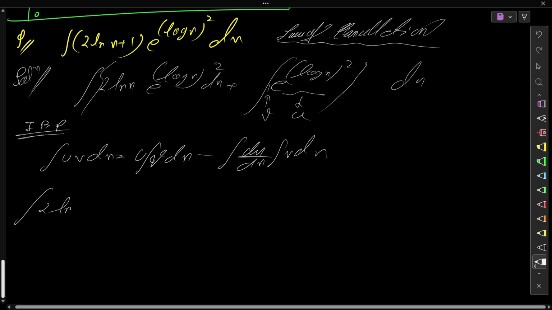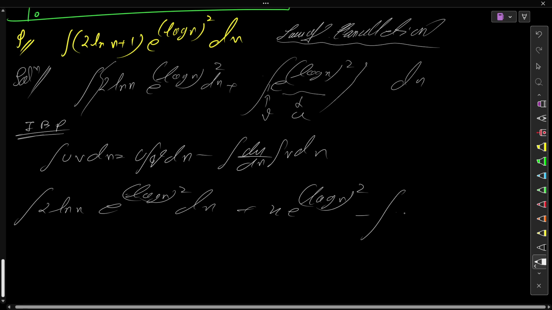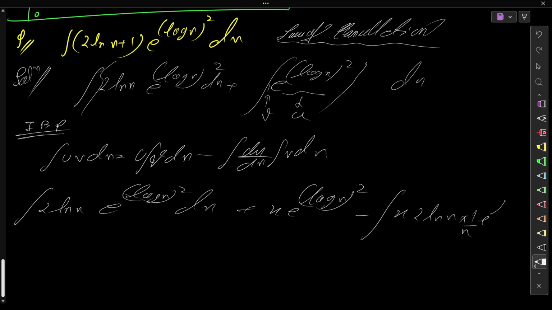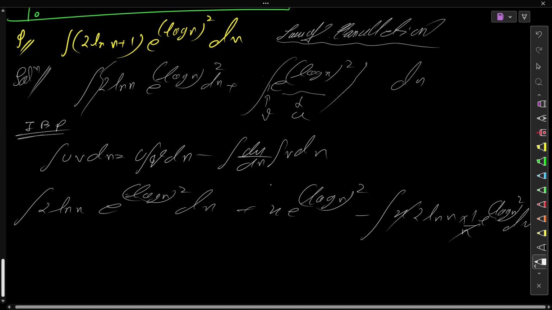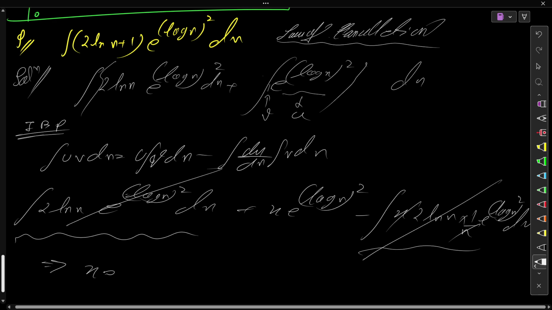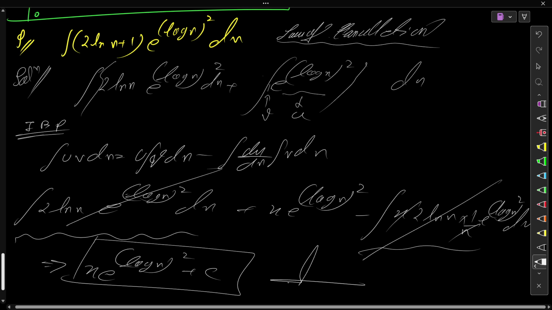So this could be written as the integral of 2 ln x e to the power of (log x) whole square dx, plus, now applying integration by parts, x times e to the power of (ln x) whole square, minus the integral of x times 2 ln x times 1 by x times e to the power of (log x) whole square dx. This and this got cancelled, as these both are exactly the same integral. So we are left with x e to the power of (log x) whole square plus c. So this is our answer.